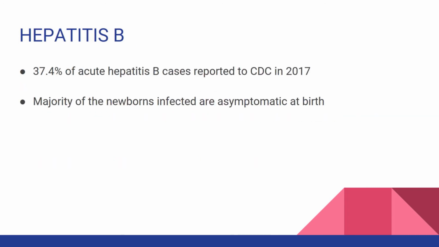Hepatitis B. Up to 37.4% of acute hepatitis B cases had been reported in the United States to CDC since 2017. The majority of newborns affected with hepatitis B infection are asymptomatic at birth.